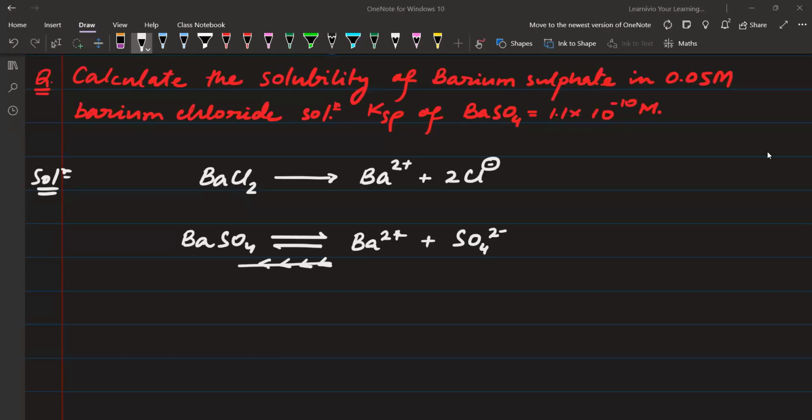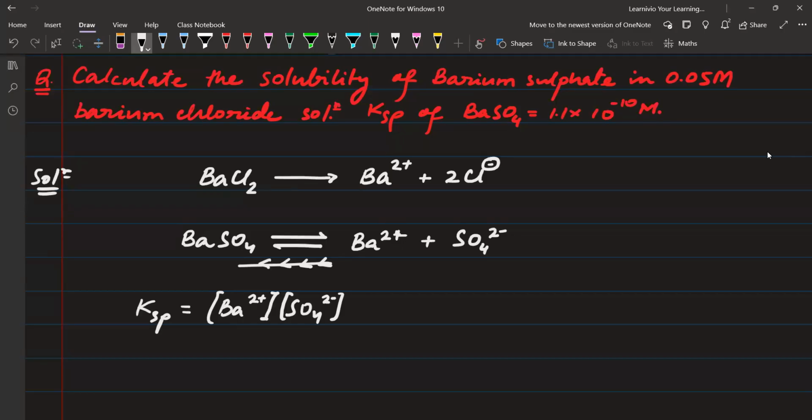If you have a barium sulfate solution, the KSP is going to remain the same. KSP will be equal to the concentration of barium 2 positive in the solution. It doesn't matter whether the barium 2 positive is coming from barium chloride or barium sulfate. It is the concentration of barium 2 positive into the concentration of SO4 2 negative.